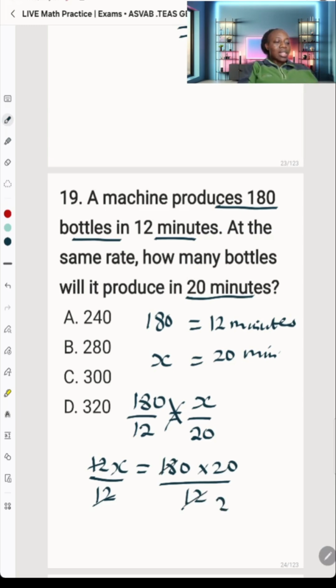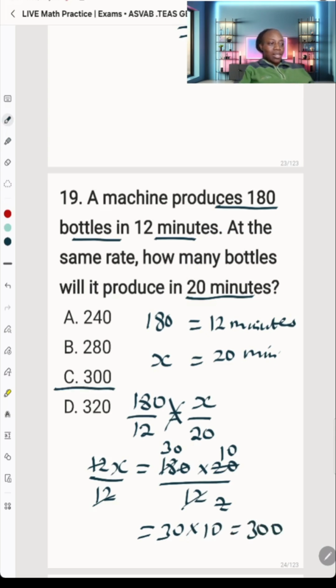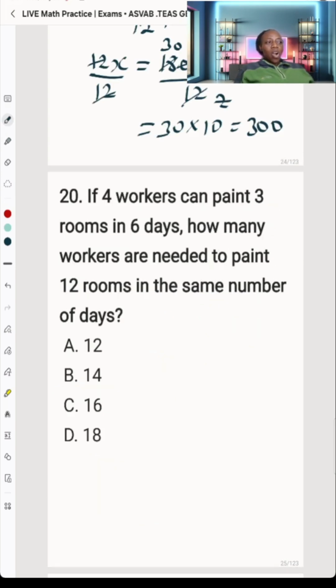6 in 18, 3 and 0. 2 can also divide. What can we use? Let's use 2 to divide 20. That is going to be 10. So that's going to be 30 times 10. That will be 300. And that's C. That means there are going to be 300 bottles.